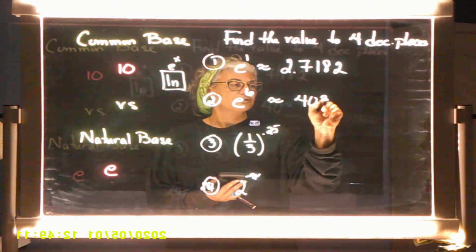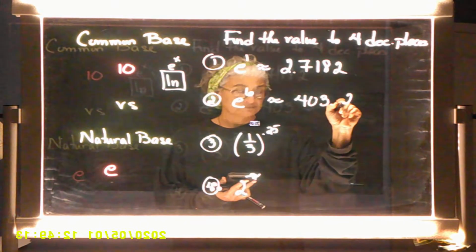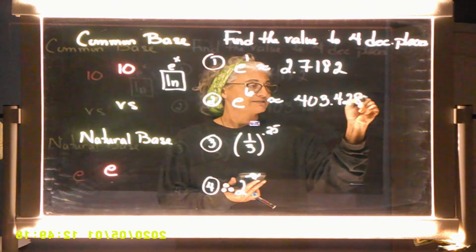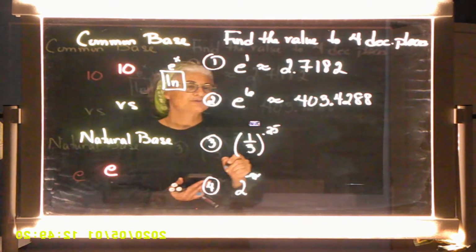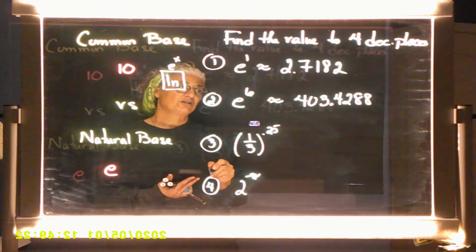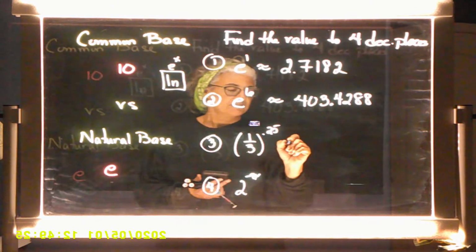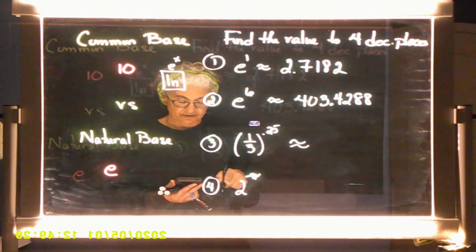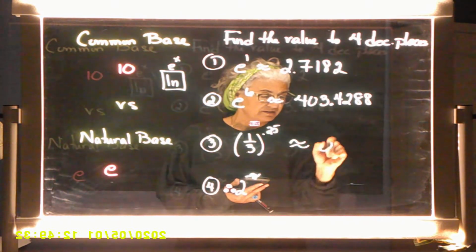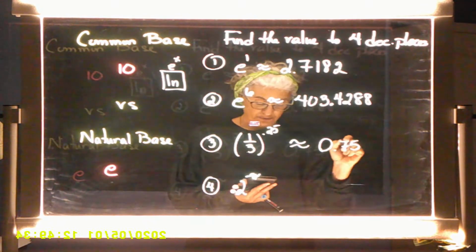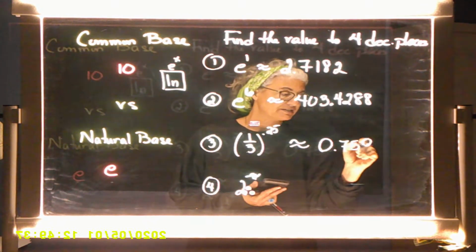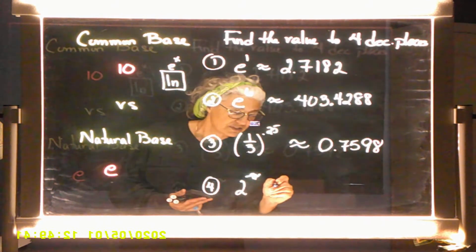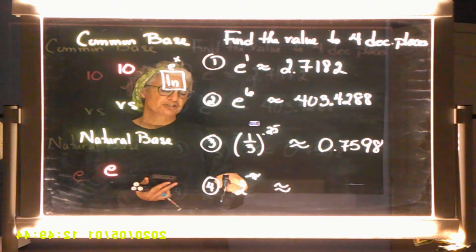For number 2, 4288. So this is what I got for e to the power of 6. Hopefully we're agreeing. So let's look at 1/3 to the power of 0.25. I ended up with 0.7598. Hopefully we agree.